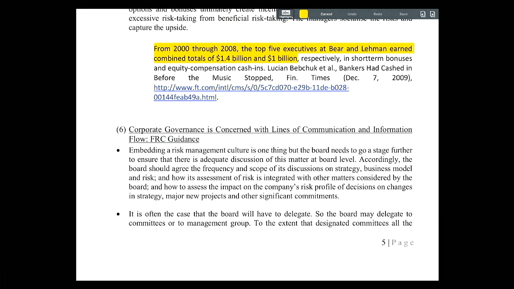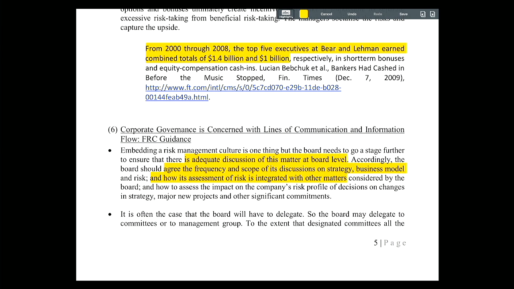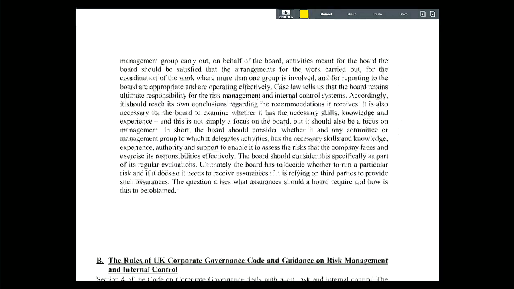So here you see the FRC guidance saying that the board needs to go a stage further to ensure that there is adequate discussion of the matter at board level. The board should agree the frequency and scope of the discussions and its assessment of how the assessment of risk is integrated with other matters. It is often the case that the board will have to delegate, but remember my point about delegation. You can't absolve yourself of responsibility. And that's why here I say case law tells us that the board retains ultimate responsibility for the risk management and internal control systems, and that comes from the Barings Bank case.